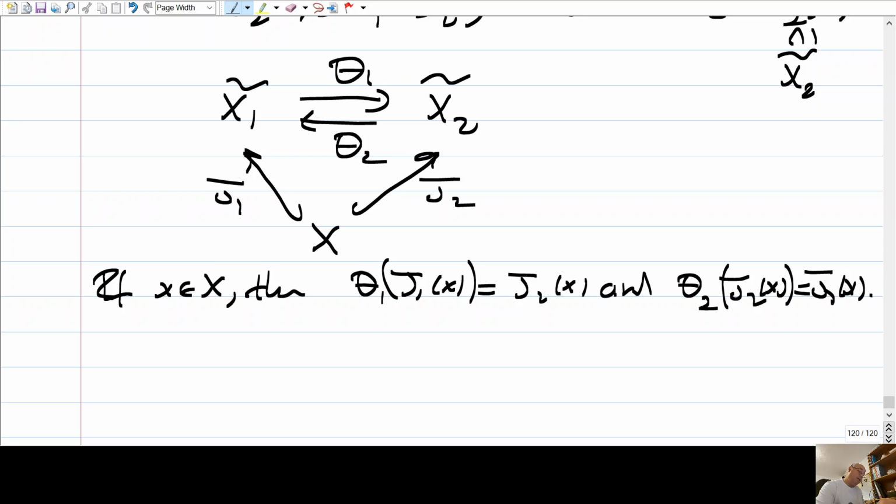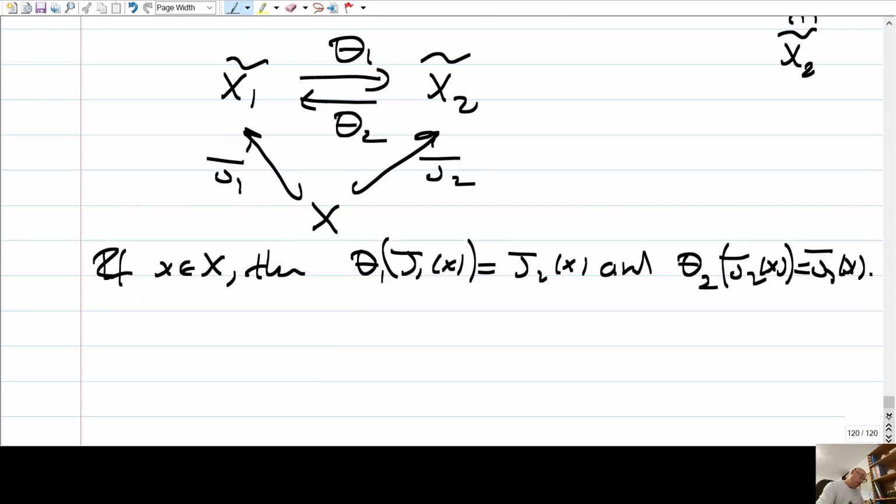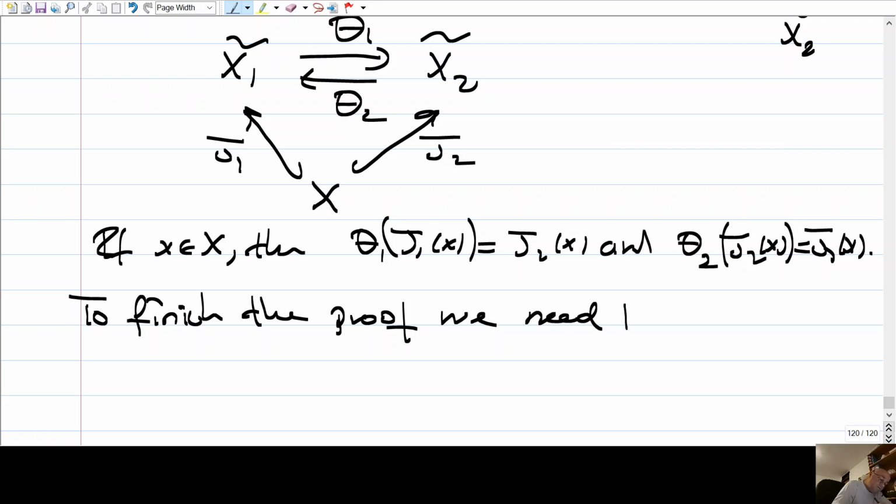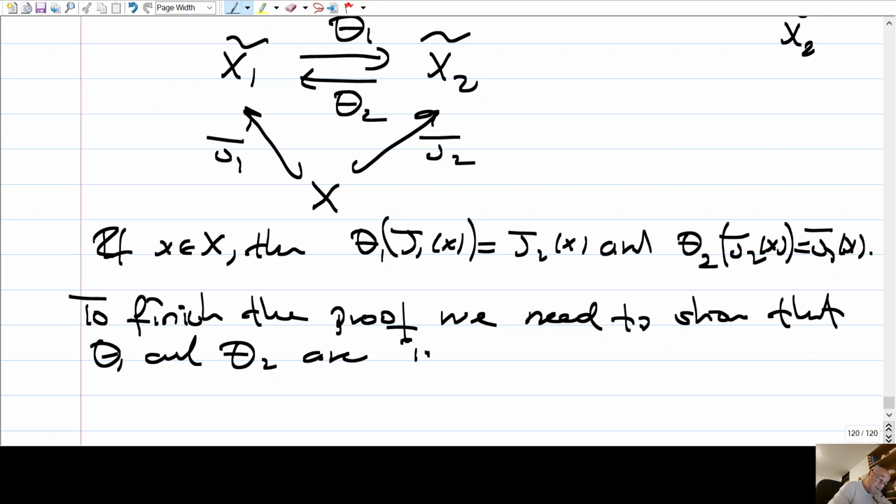Am I done? Well, I am almost done. The only thing I need to prove is that these are inverses of each other. Theta 1 and theta 2 are inverses of each other. How can we prove this? To finish the proof, we need to show that theta 1 and theta 2 are inverses of each other.